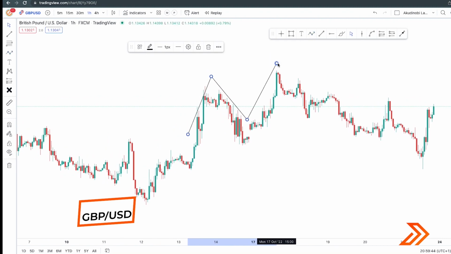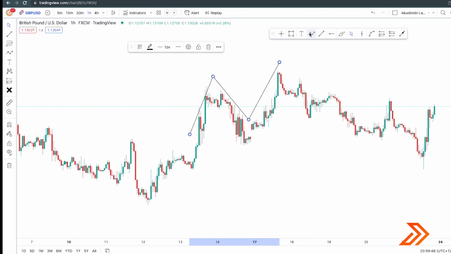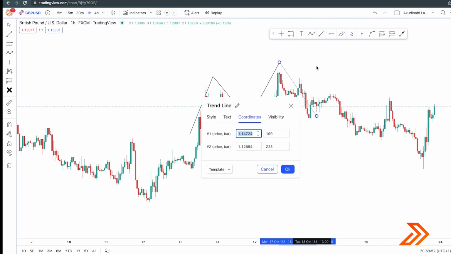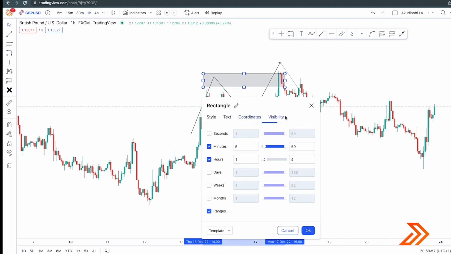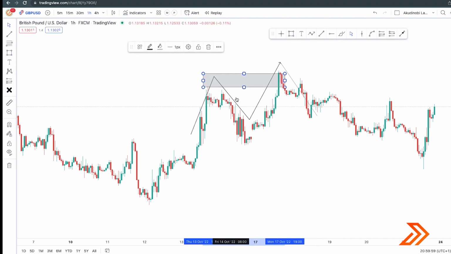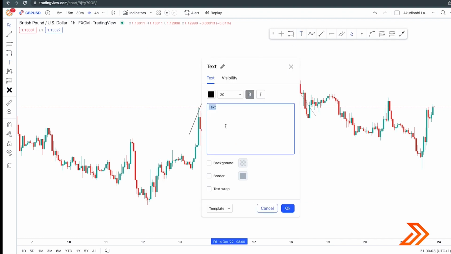You can see the M pattern forming here on this zone, and on this trade here. This is literally the M pattern forming here.